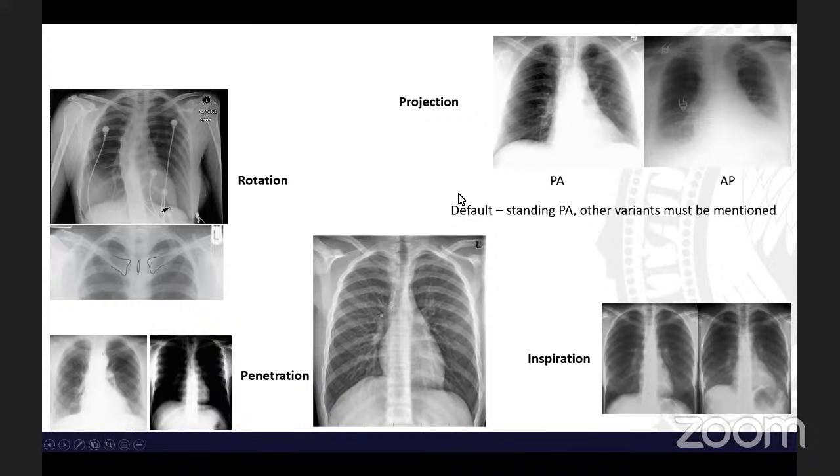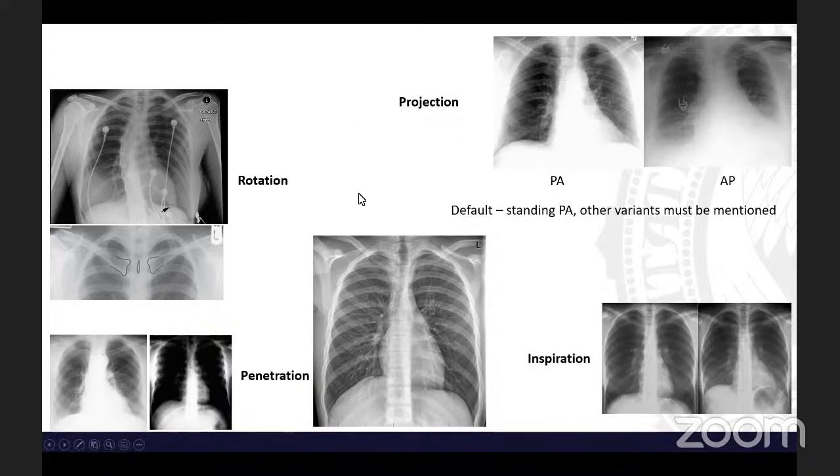PA. If it's not in this default setting, it should be mentioned on the picture. So usually you see there's an erect picture. Sometimes they actually wrote down it's standing. Sometimes it's written it's supine or lying down or bedside or something like that. So that's projection. Much more important is the position of the patient, standing up or lying down, because fluidothorax, for example, or fluid or effusion, changes shape when you change the position of the patient.